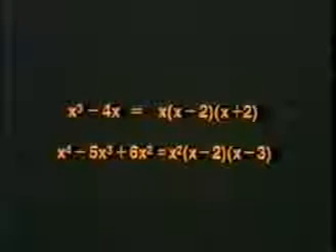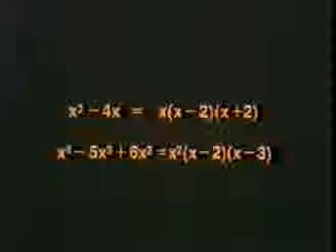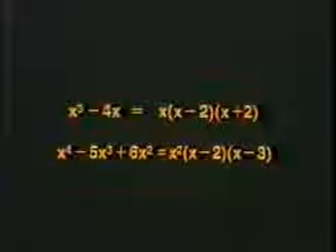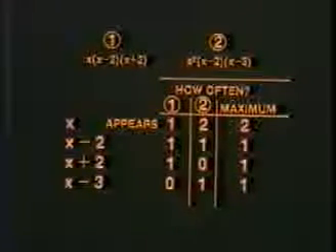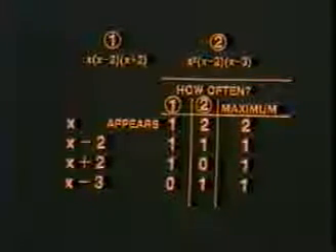Now, for each factor, we have a new question. What is the maximum number, the largest number, of times it appears in either expression? The answer? Count them and find out. X appears once in the first expression and twice in the second expression. The maximum number of times it appears in any one expression? Twice. So we write 2 in the maximum column.